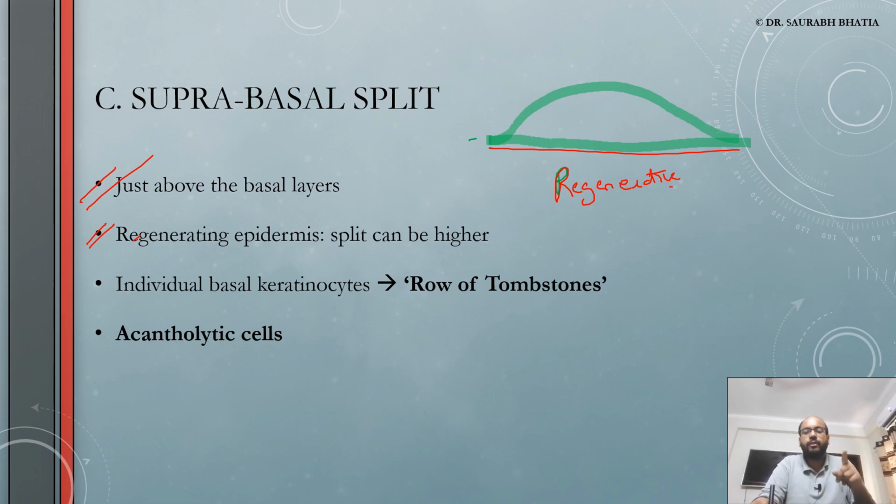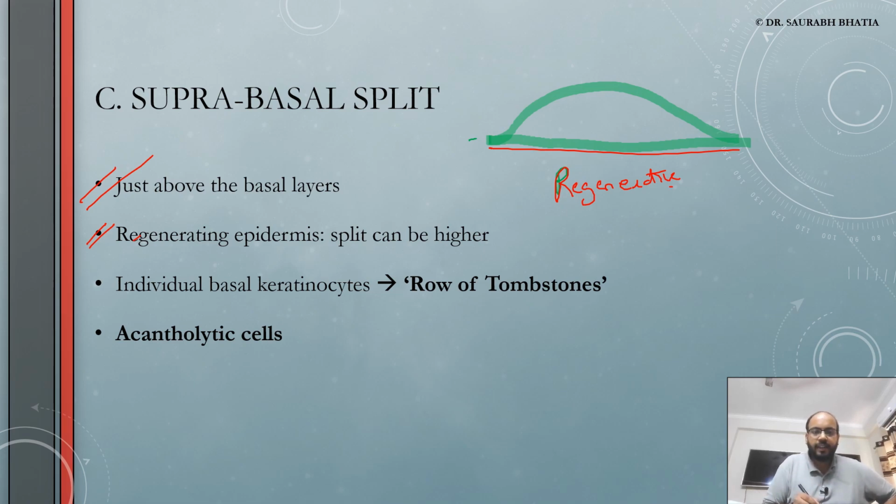But you have to carefully examine the floor and see if these are newer layers of the epidermis or the older layers of the epidermis. Okay, so in regenerating epidermis, the split can be higher. You can make an error in diagnosis, and you can label it as an intraepidermal split, while it was actually a suprabasal split. We're clear about it. If you have any confusion in this concept, just mention it in the comments, and maybe I'll discuss that. Okay.